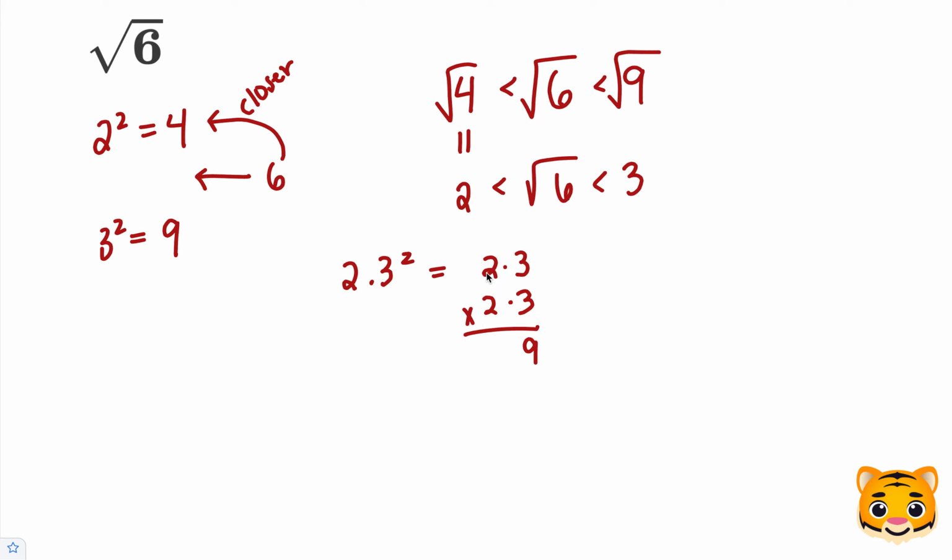3 times 3 is 9. 2 times 3 is 6. Add our 0. 2 times 3 is 6, and then 2 times 2 is 4. When we add these together, we end up getting 5.29.